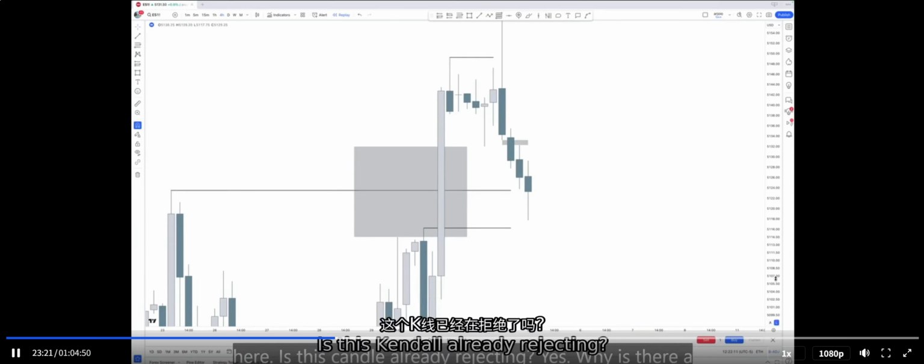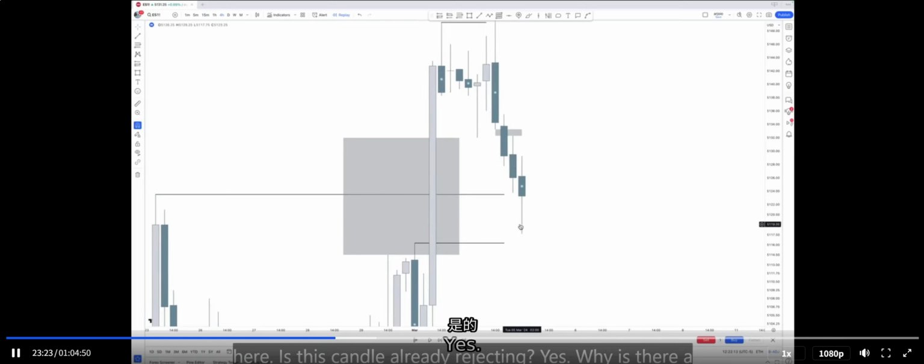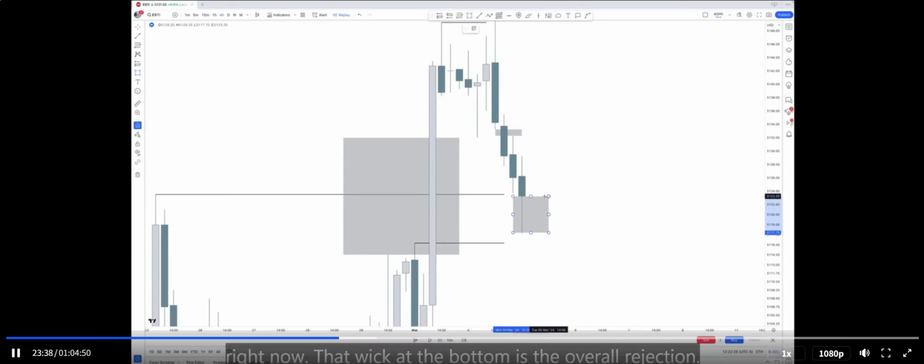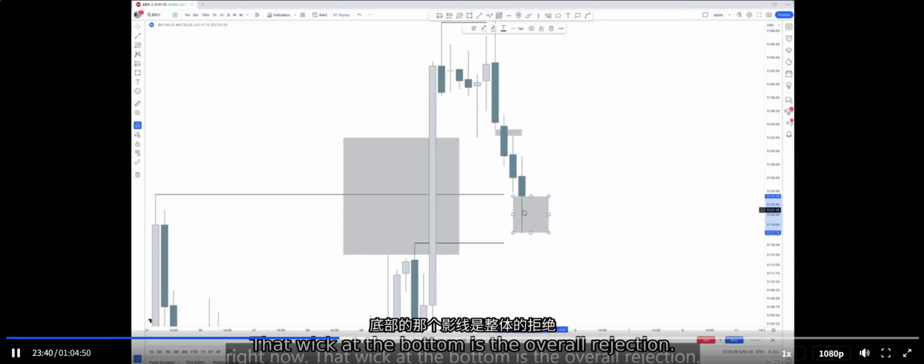Is this candle already rejecting? Yes. Why is that a rejection candle? Because that in itself is a long wick at the bottom right there. So when we have that rejection candle right there going higher, this area is the rejection right now. That wick at the bottom is the overall rejection.